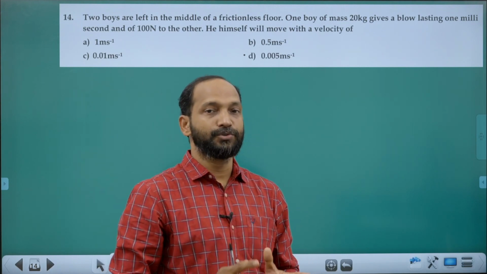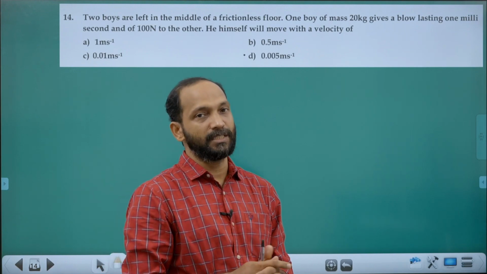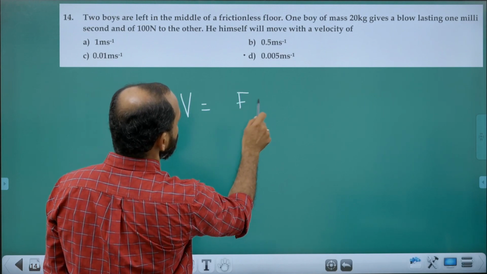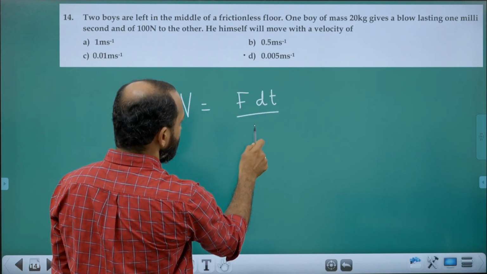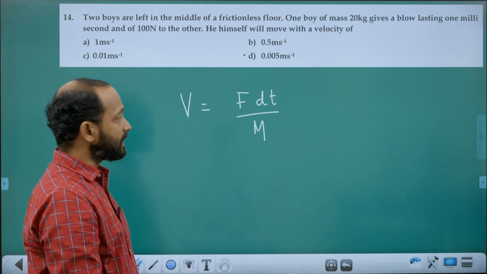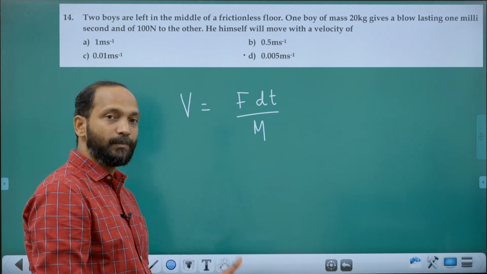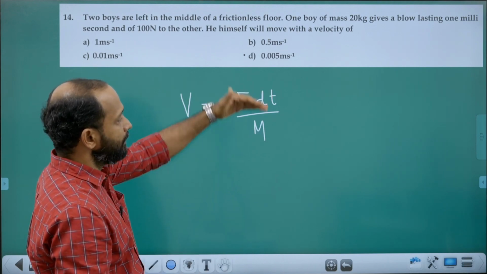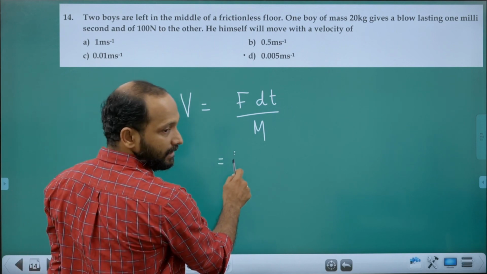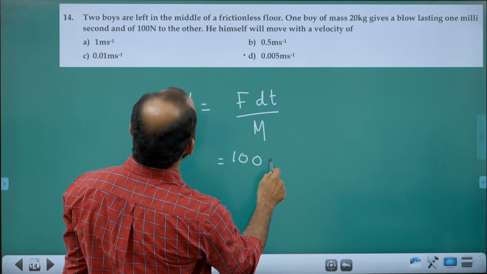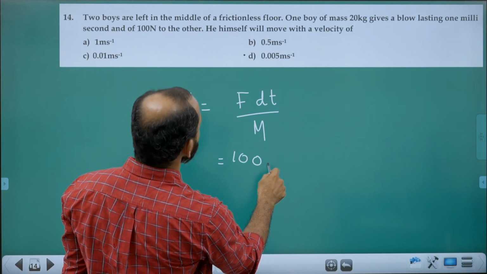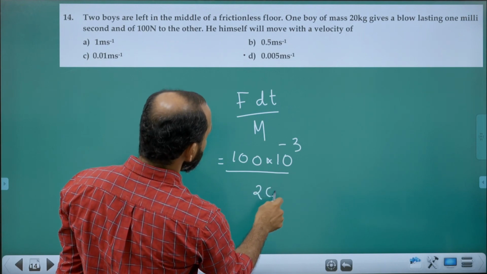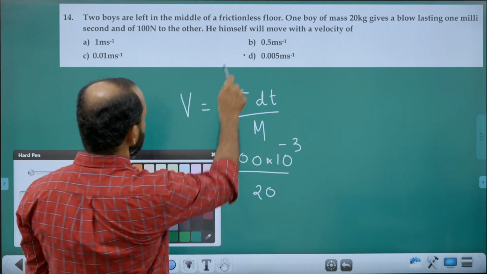Okay, here we have to use the impulse momentum theorem. Impulse is equal to change in momentum. What is the impulse? Impulse means F dt, divided by mass, because the boy was at rest initially. So the initial momentum is 0. What is the final momentum? M times V. So V equals F dt by M, impulse by mass. That is direct. F is 100 Newton, time is 1 millisecond, divided by mass 20. So the correct answer is option D.